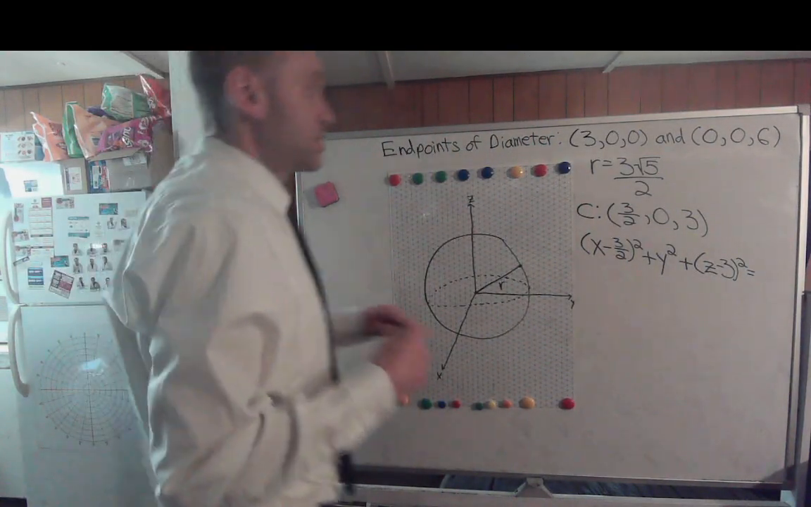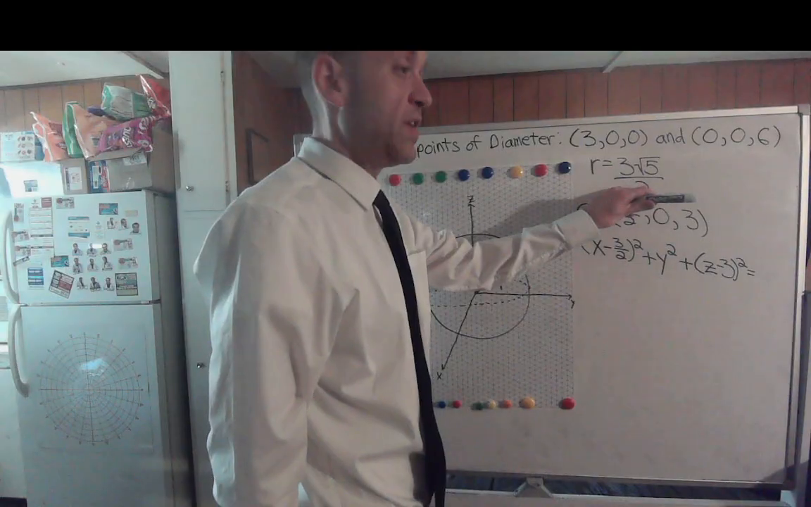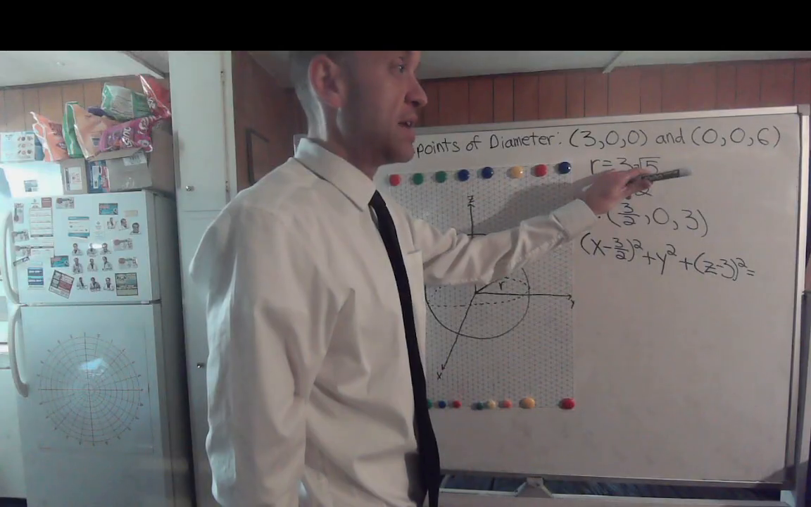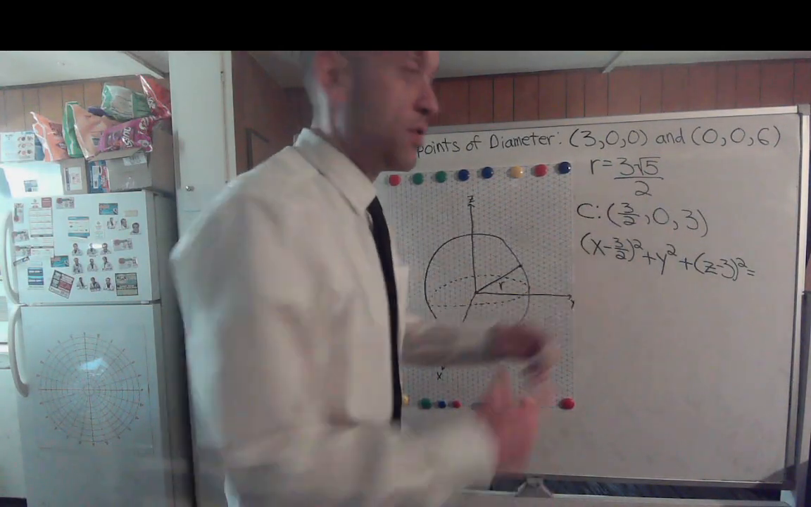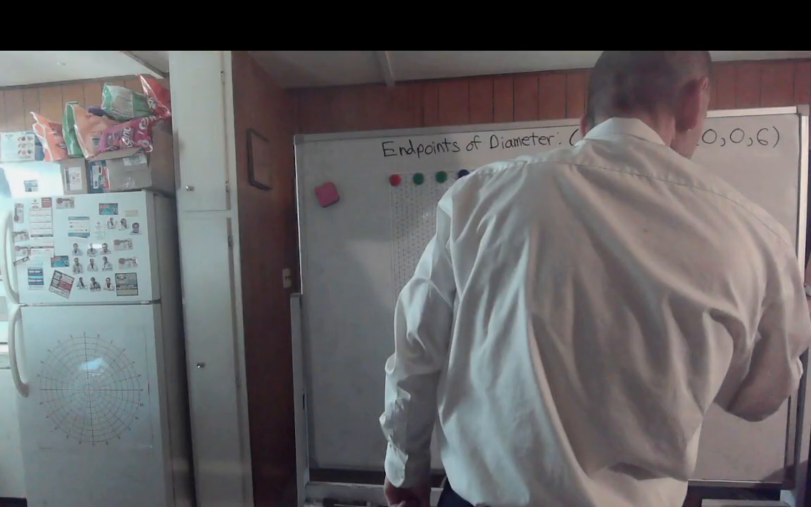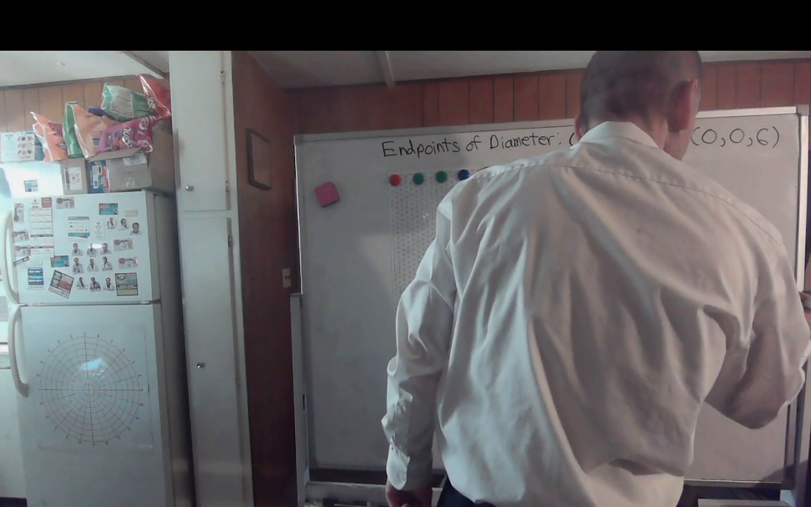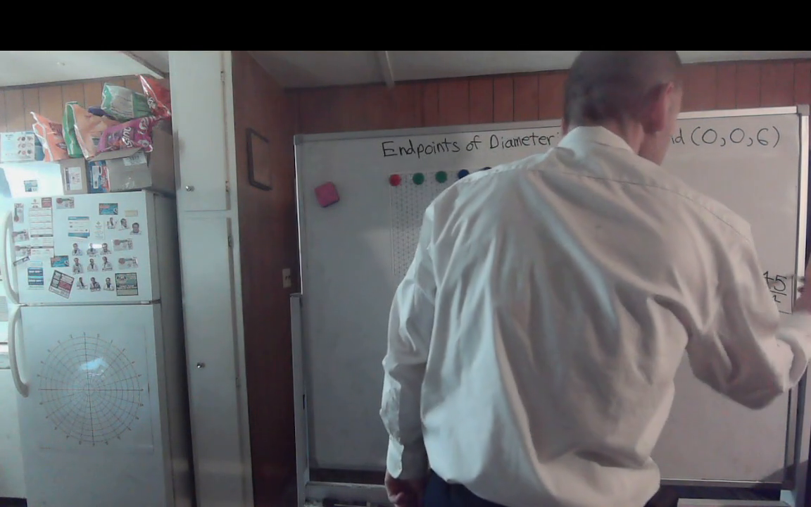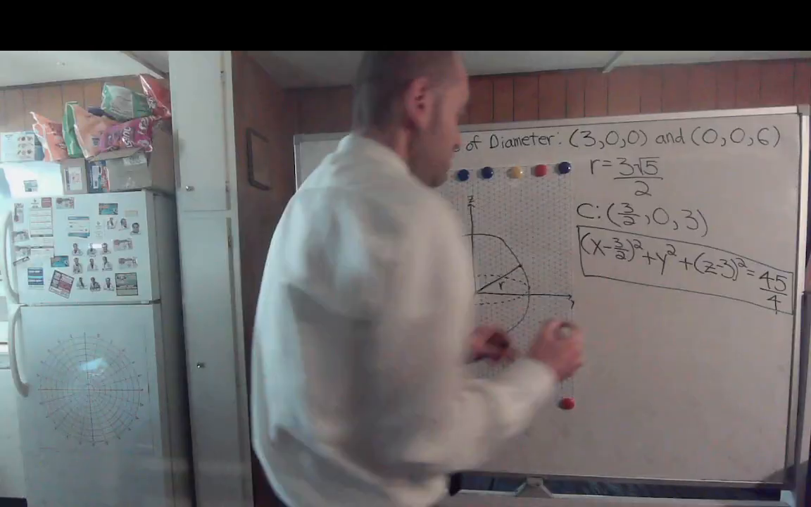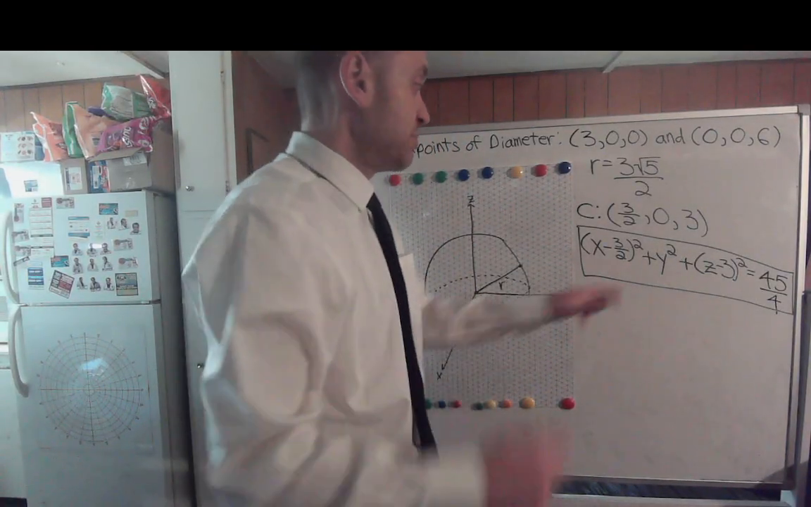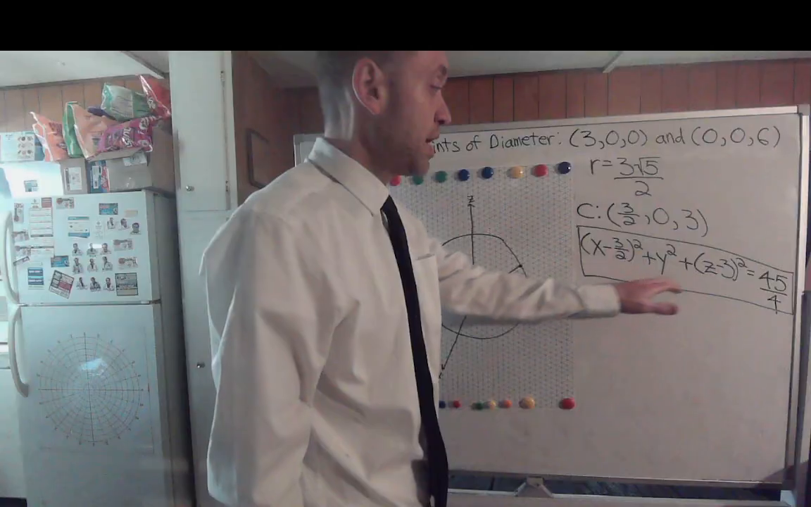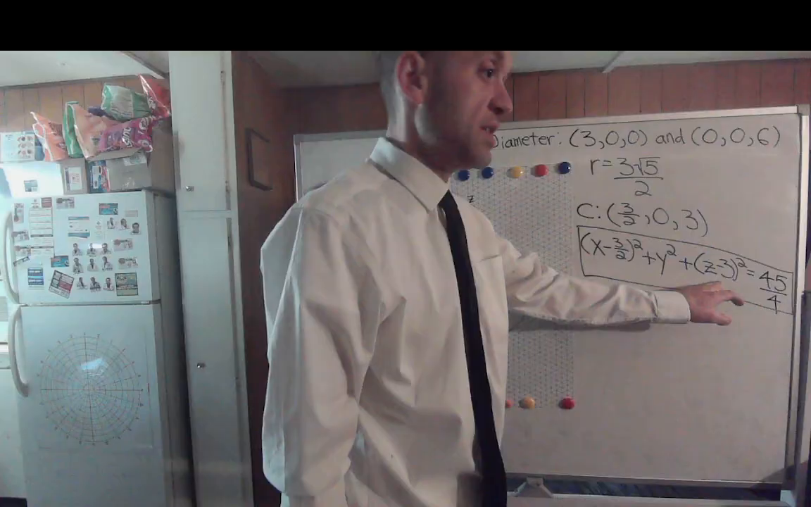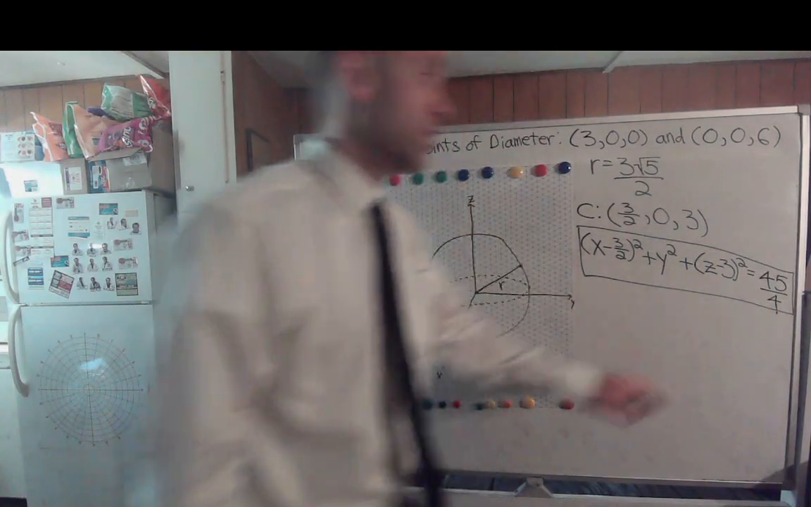radius squared. So let's take 3 times the square root of 5 over 2 and square that. So 3 squared is 9, times 5 is 45 over 4. So this would all be equal to 45 over 4 by the time you square the radius. So the equation of the sphere is going to be x minus 3/2 quantity squared plus y squared plus z minus 3 quantity squared equals 45/4.